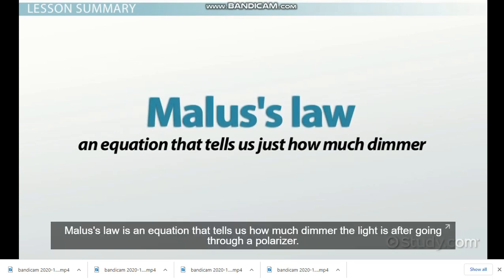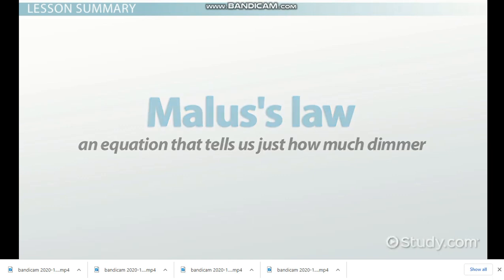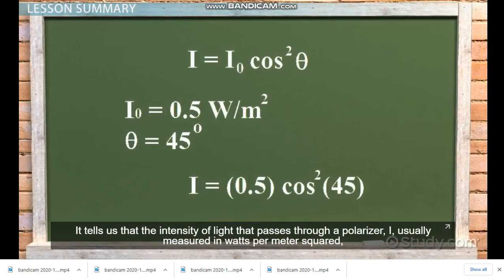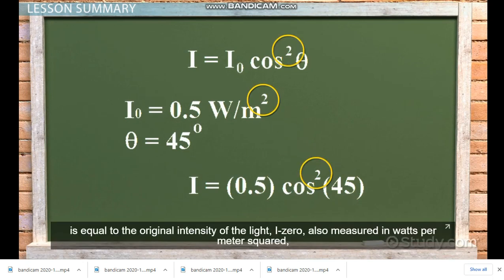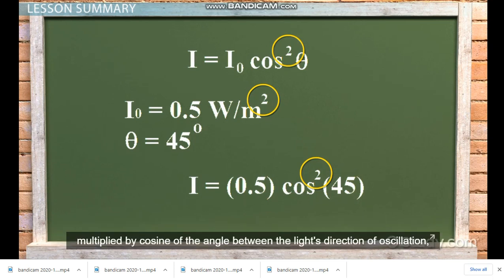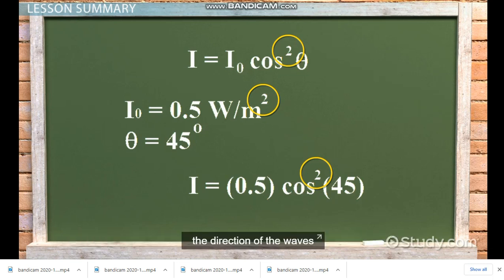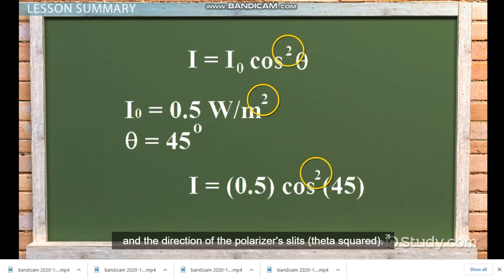Malus's law is an equation that tells us how much dimmer the light is after going through a polarizer. It tells us that the intensity of light that passes through a polarizer, I, usually measured in watts per meter squared, is equal to the original intensity of the light, I0, also measured in watts per meter squared, multiplied by the cosine of the angle between the light's direction of oscillation, the direction it waves, and the direction of the polarizer's slits, theta, squared. Don't forget the squared.